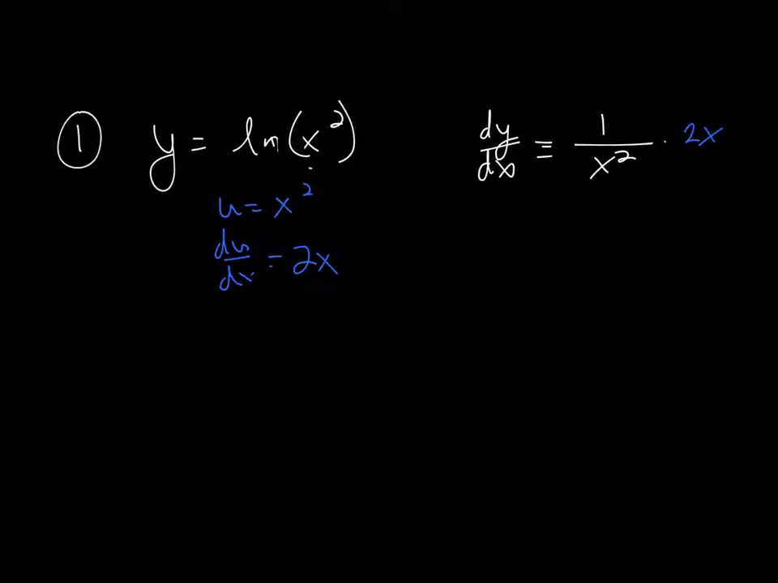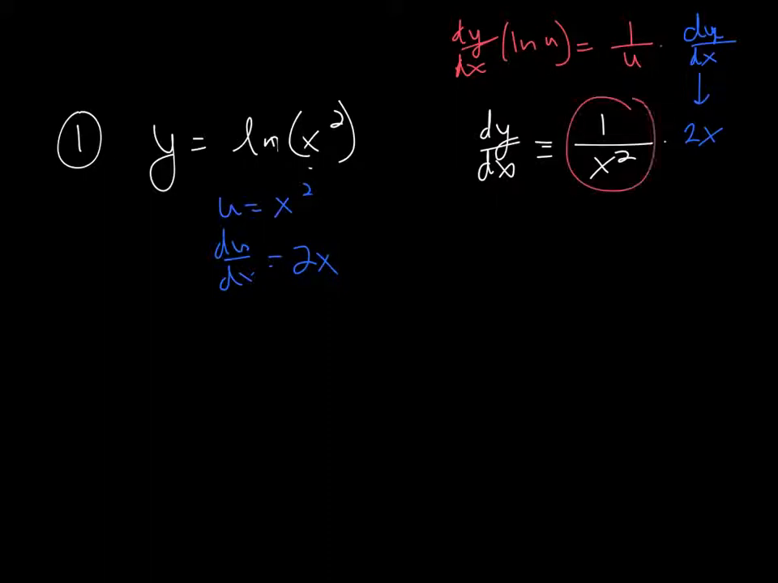I will jot the rule down just so you can see it. Derivative of natural log of u was 1 over u times du dx. So du dx was 2, and then this 1 over x squared was my 1 over u, since my u is x squared. Just to simplify that up, that's the only thing we need to do here.